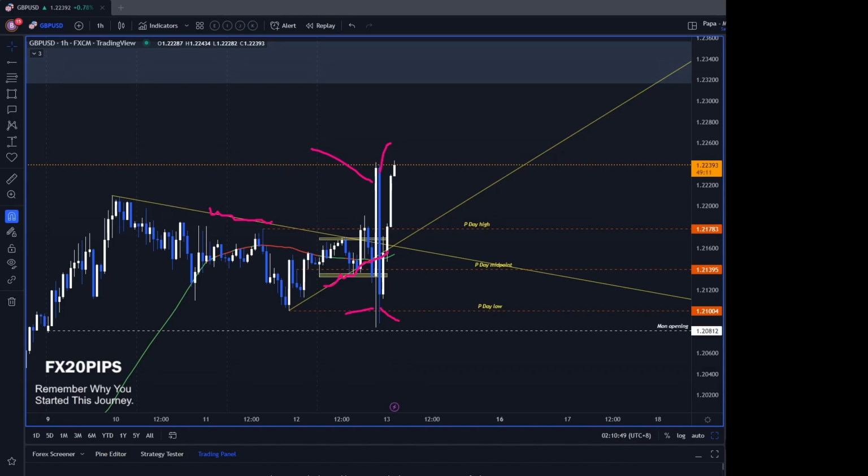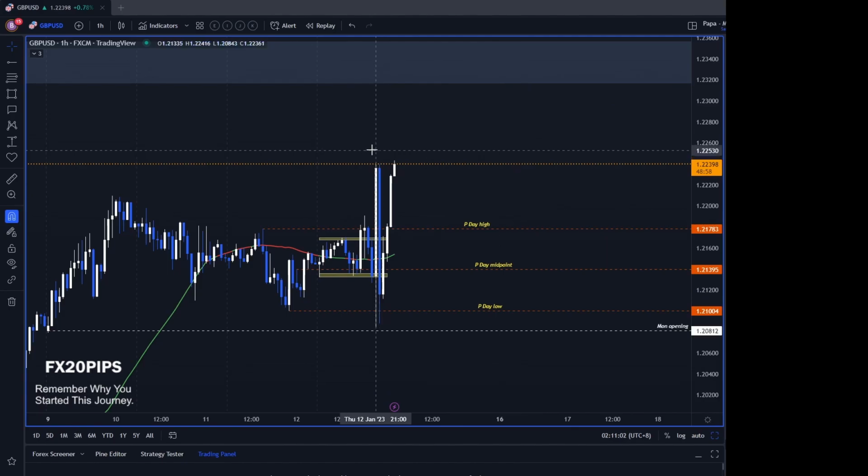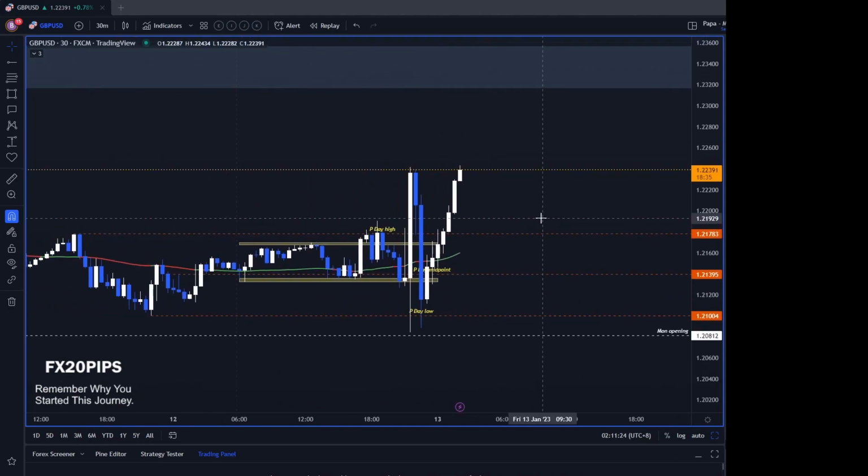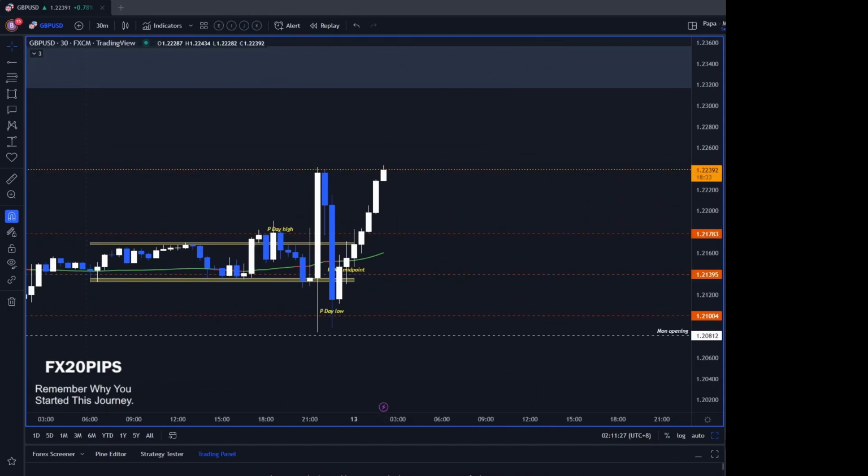Now let's remove the trend line and let me explain what's going on. This is the 9 p.m. candle. The news came in at 9:30. So let me go down to the 30 minutes chart for you. There we go.